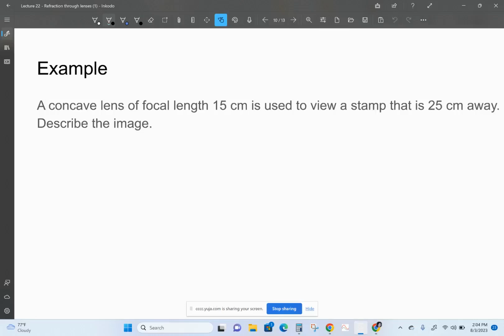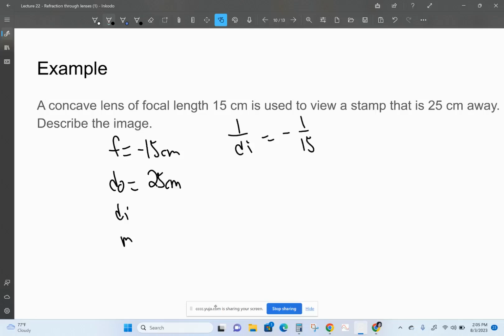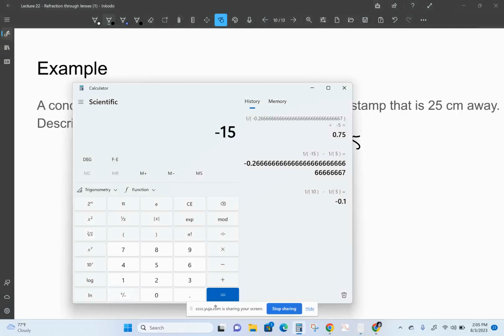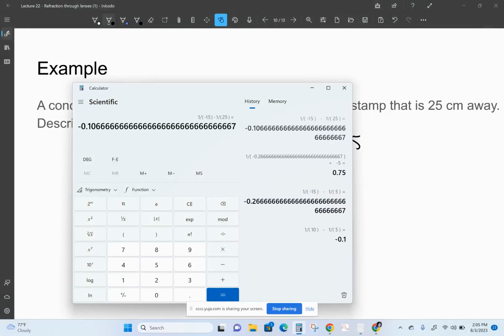Let's do one more for good measure. A concave lens of focal length negative 15 centimeters is used to view a stamp that is 25 centimeters away. And we want to find di and m. 1 over di is going to be equal to negative 1 over 15 minus 1 over 25. Negative 1 over 15 minus 1 over 25 equals, and take the inverse of that, negative 9.38.